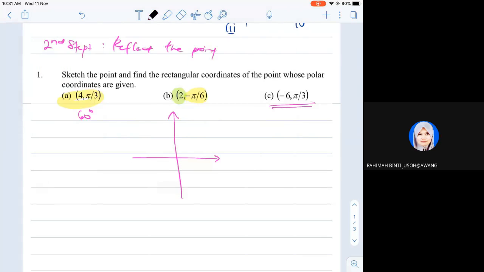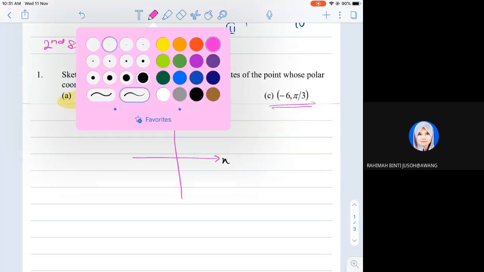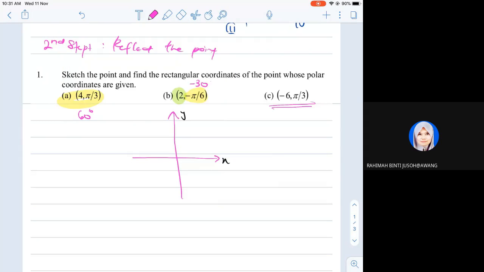Alright, this is the X and Y axis. Negative pi over 6 is equivalent to negative 30 degrees, right? When we have a positive angle, it means anti-clockwise, lawan arah jam. But for a negative angle, negative theta, it should be clockwise.